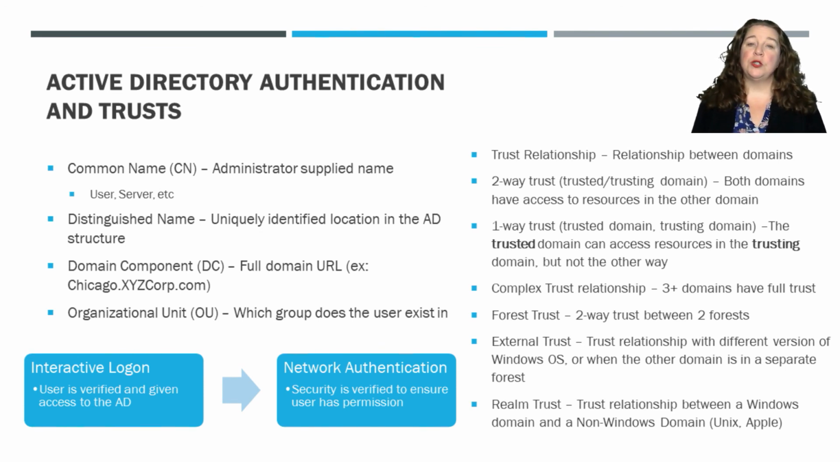This is where it's a two-way trust relationship between two forests. Remember, a forest is a collection of domains that exist on the same Active Directory server, the same Active Directory database. So you can have a relationship between two different Active Directory forests, and that's an option. You can also have an external trust. This is a trust relationship with different versions of Windows OS, or if other domains are in separate forests.